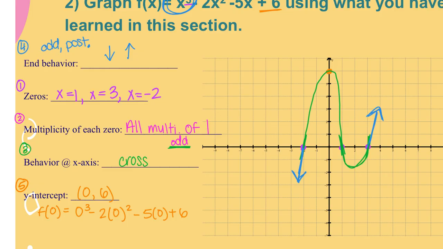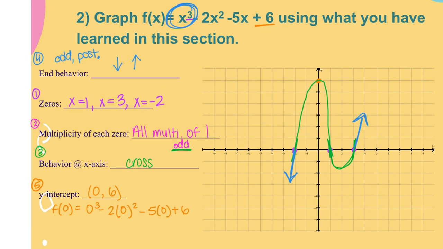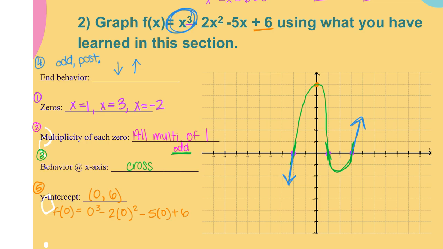Now, how low do I know this is going to go? If you were to plug in something, we're not forcing you guys to plug in anything. This is good enough. And this is what your graph is going to look like in the end.